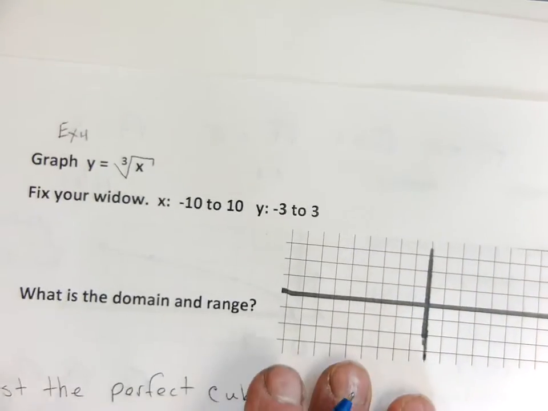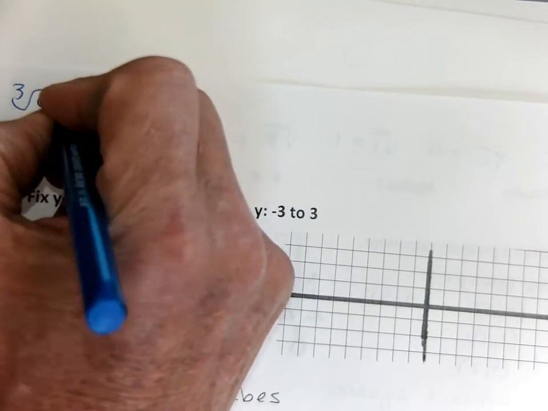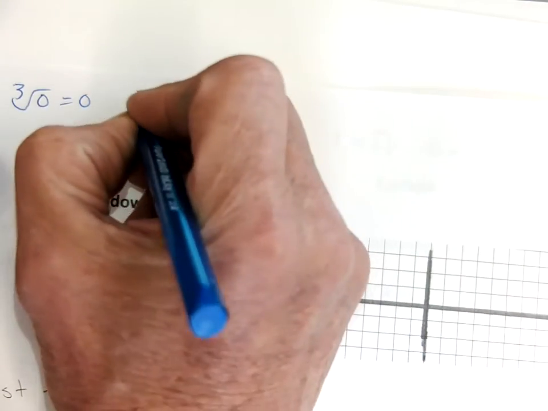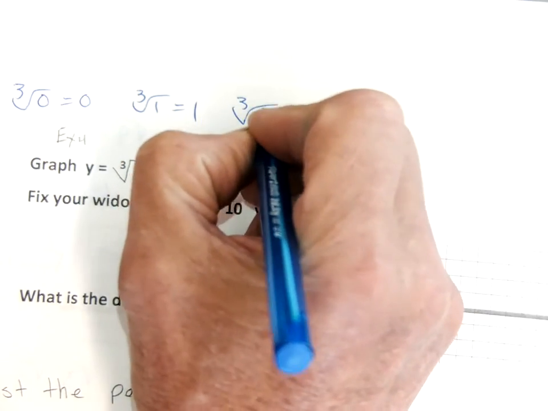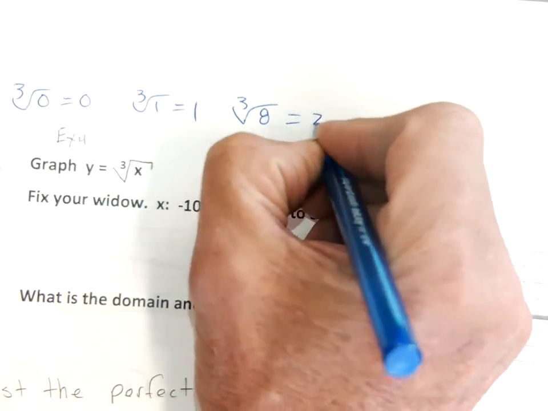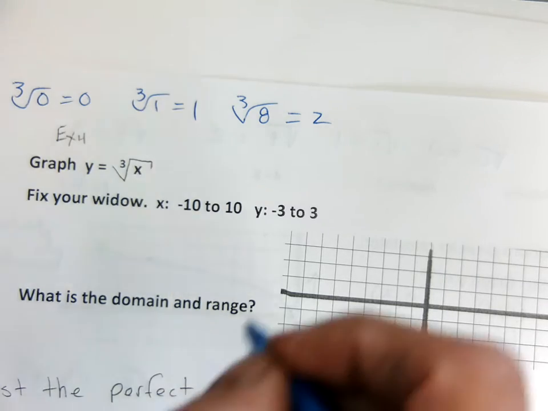Now, I'm going to write these numbers down, right? Cube root of 0 is 0. Cube root of 1 is 1. Cube root of 8 is 2. And I'm not going to use the numbers in between because they're decimal numbers, right? I could, but I don't want to use the decimal numbers. And I'm going to write these numbers down.